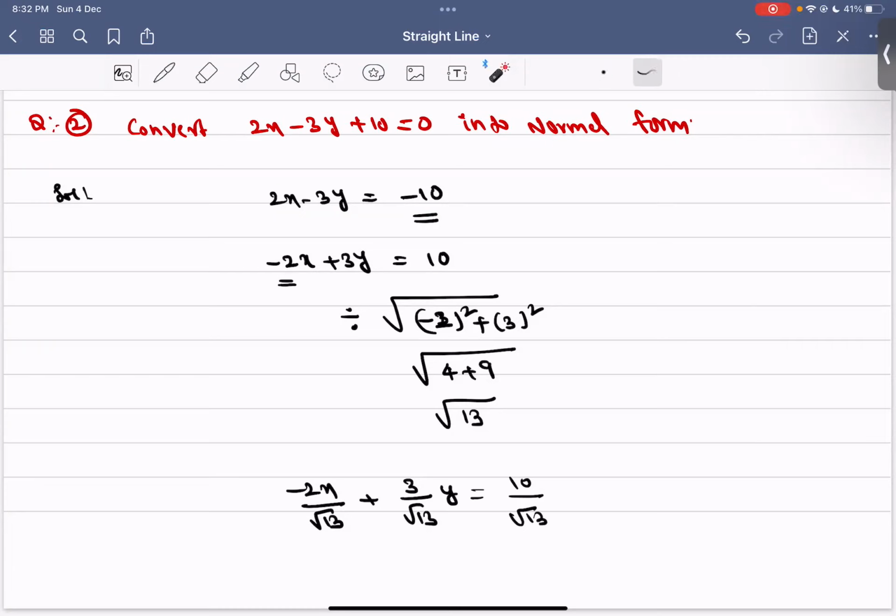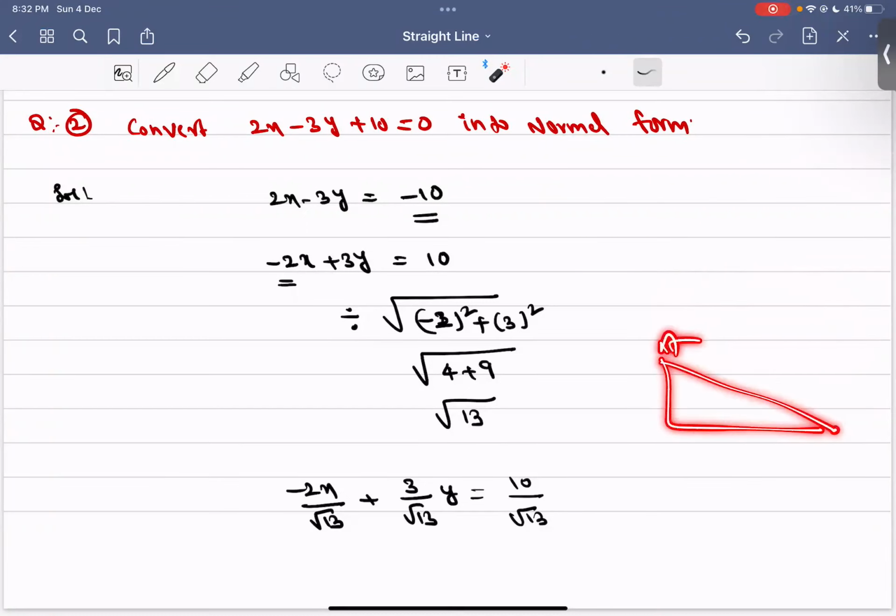Why divide by the square root of a square plus b square? Because you will get sin alpha and cos alpha from the right angle triangle. Suppose this is a, b, c, from this right angle triangle.